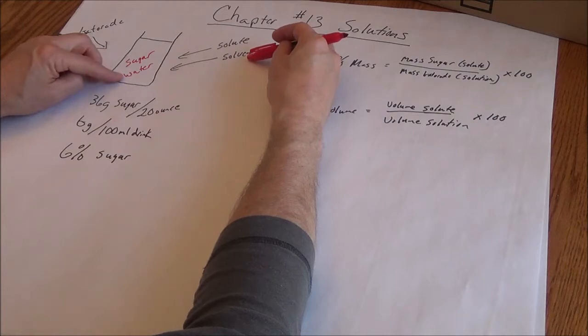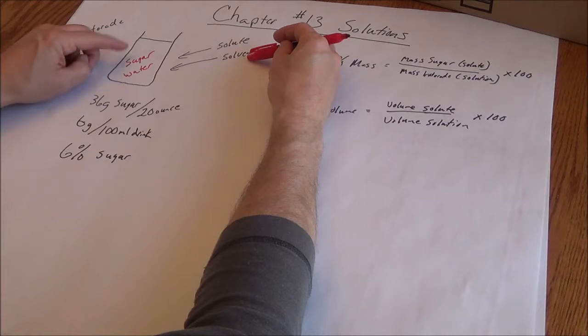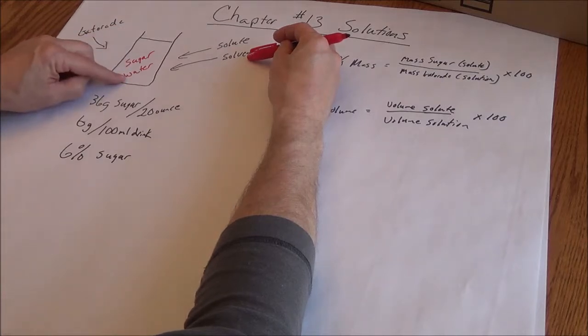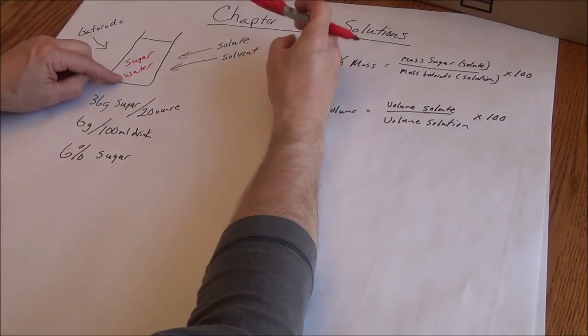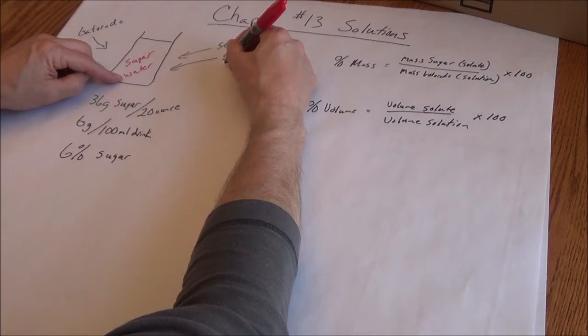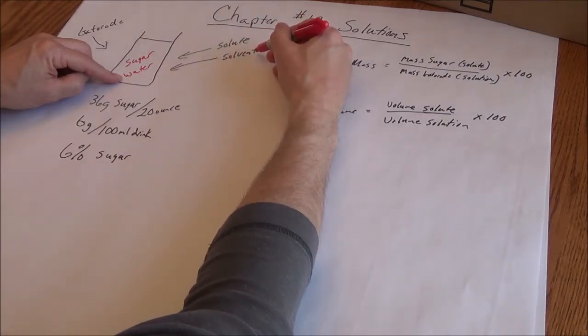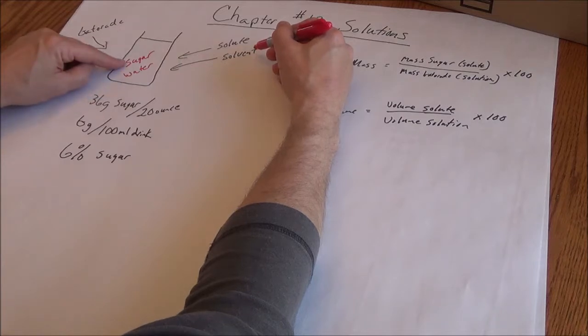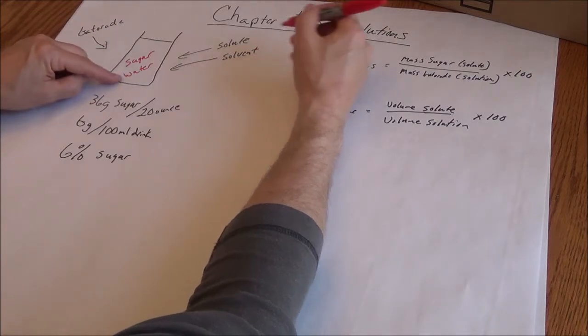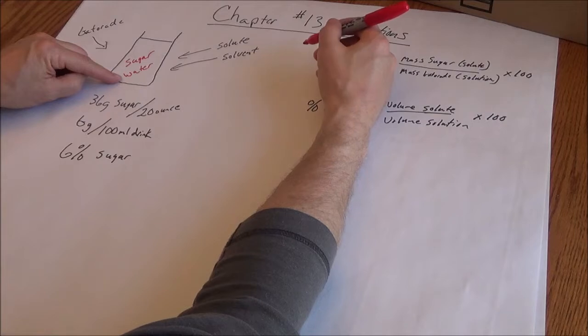The solvent is also present in the same phase as the solution. Let me give you an example. Gatorade is a liquid and water is a liquid. Sugar is a solid. So water is in the same phase as the solution. Usually the solvent is present in the greatest amount. There's more water in Gatorade than there is sugar. Water is also called the universal solvent because it dissolves so many things.